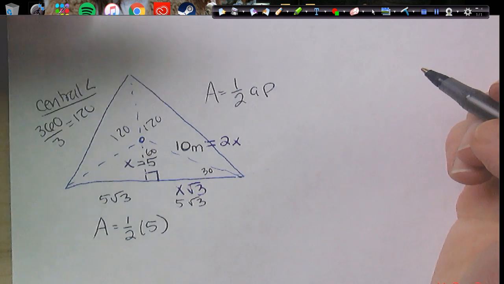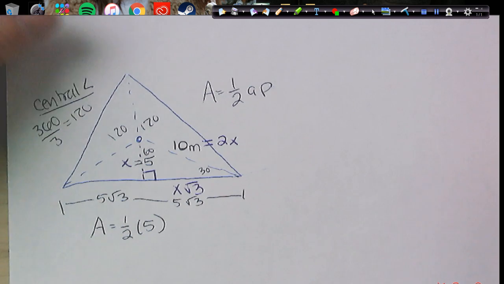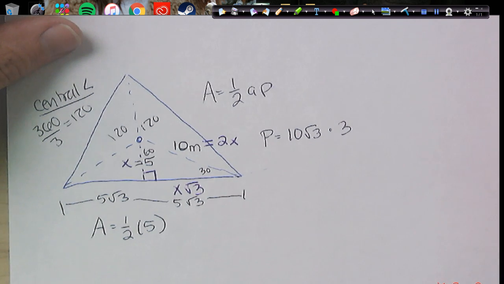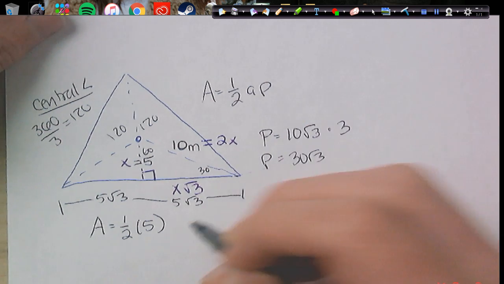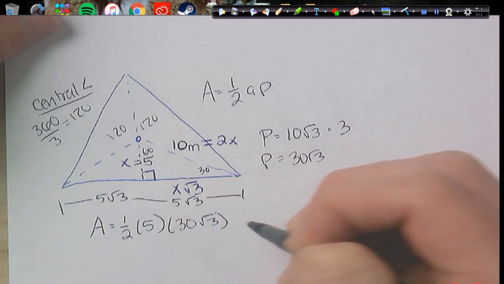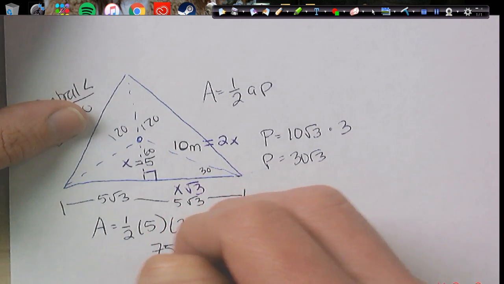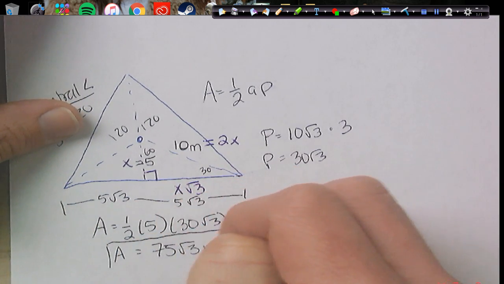So the total length of the side is going to be 10 rad 3. So the perimeter is going to be 10 rad 3 times 3, because there's 3 sides in a triangle. And we're going to get 30 rad 3. Now we just got to go ahead and multiply these together, and we're going to get 5 times 30 and then divide that by 2. So we get 75 rad 3 square meters.